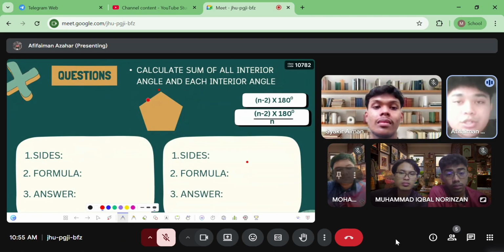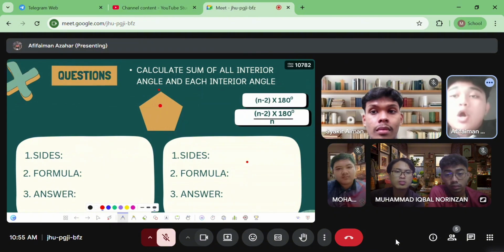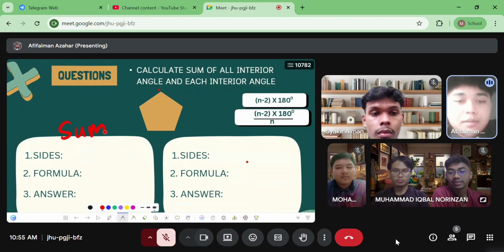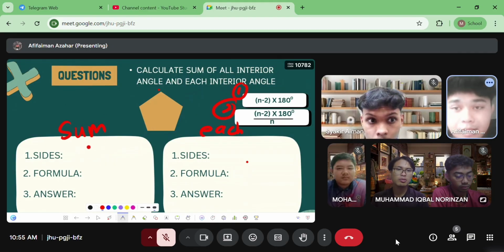All right, in order to know that you guys understand what I'm trying to teach, Harry, can you help me with the first question? Calculate the sum of all interior angles and each interior angle. So here we calculate the sum, and here is each. This is the first formula. This is the second formula.